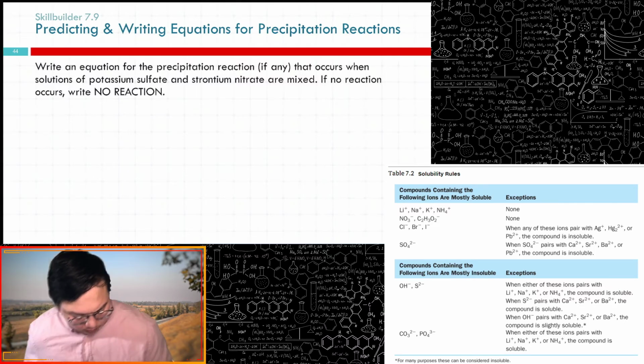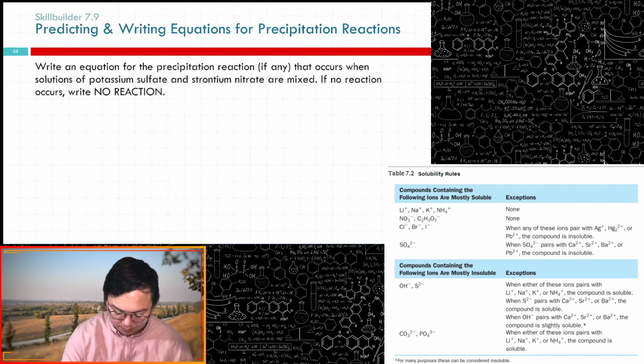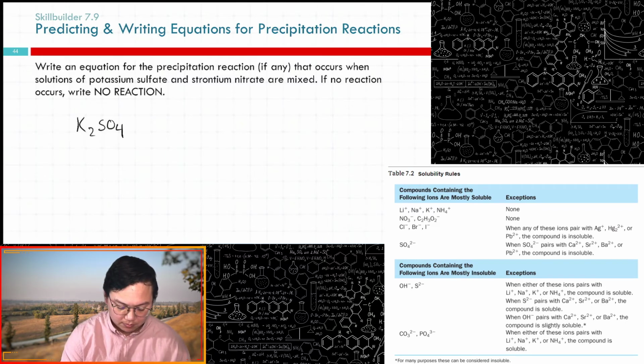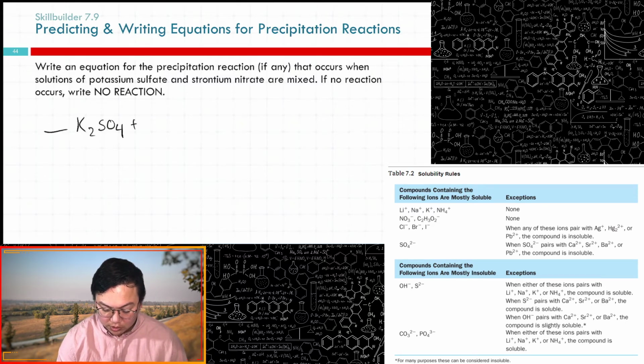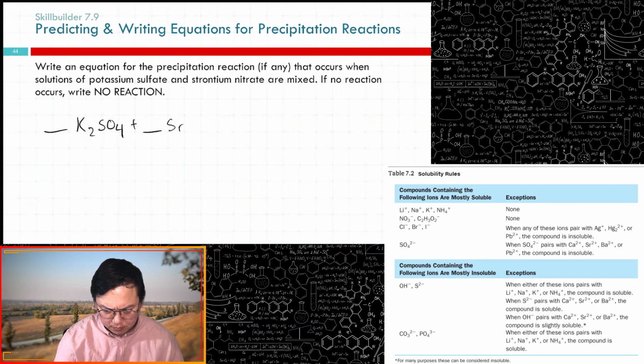Okay, so one more. We have potassium sulfate and strontium nitrate. So we just write these out, right? Potassium. We know sulfate is SO4 2-, so we're going to need 2 potassiums. And strontium nitrate, so Sr, strontium is a 2+ charge. So we're going to do, not NO4, NO3 for nitrate, and we're going to have 2 of those.